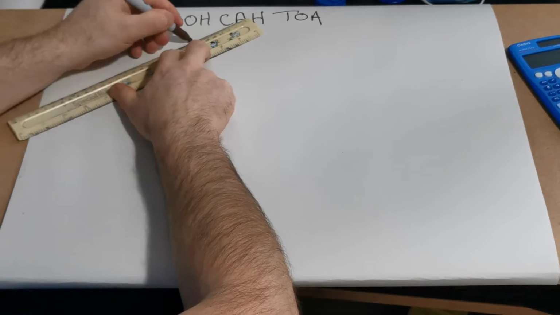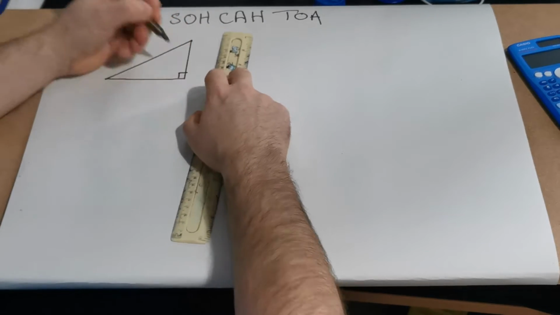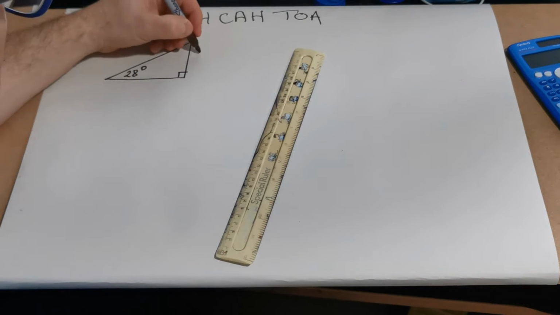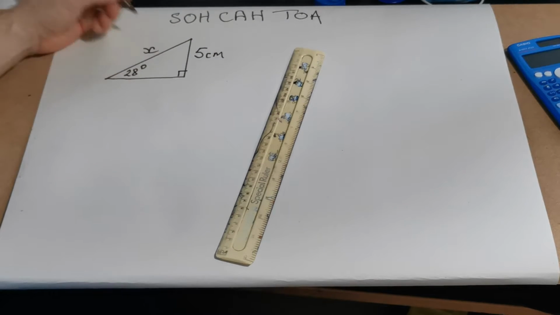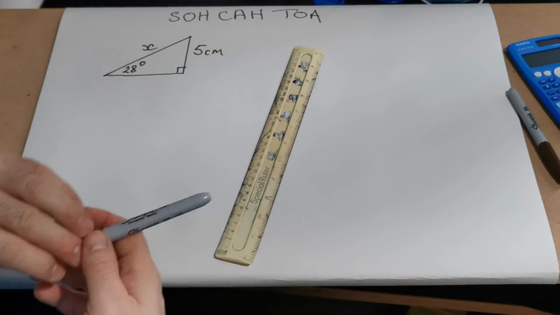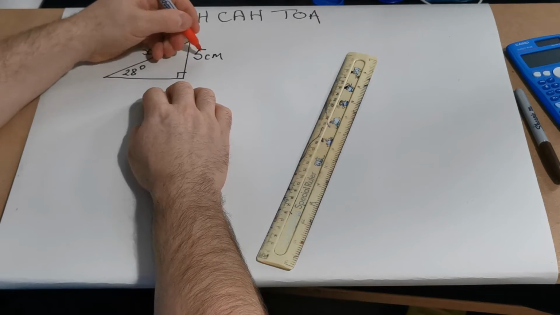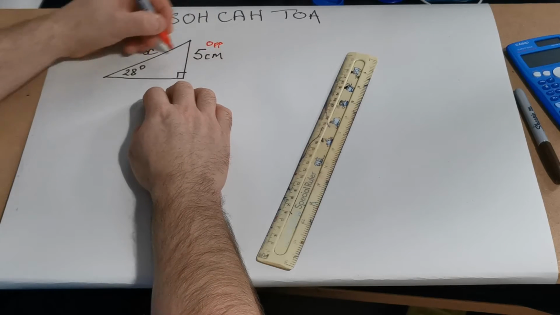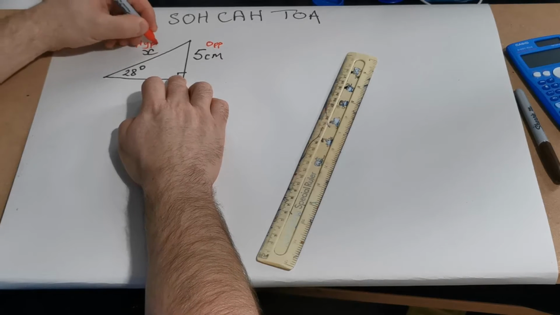So let's just draw up an example. Let's call that 28 degrees. This is 5 centimetres, and I want you to work out what that side is. Right, first of all, we need to label the sides. This one's on the opposite side of the triangle, so that's the opposite, and this one doesn't touch the right angle and is the longest side, so that's the hypotenuse.